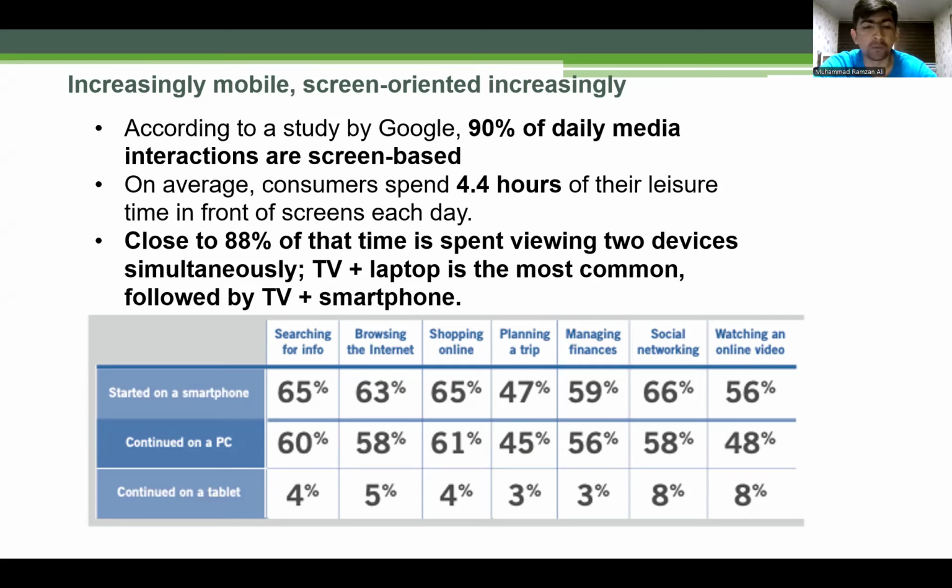And online shopping they are doing 61 to 65 percent. Planning a trip is 45 to 47 percent, and managing finance is 56 to 59 percent. There is also social media, networking, and watching online videos, each with a percentage. And there are also some users who have daily screen-based interaction on a tablet as well.